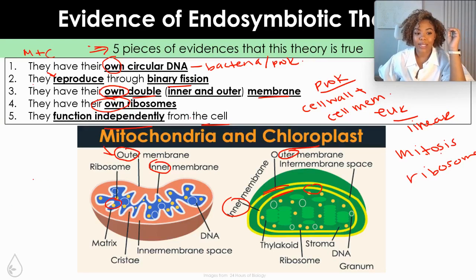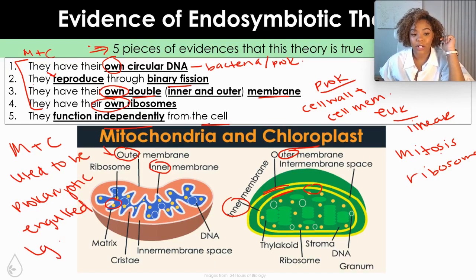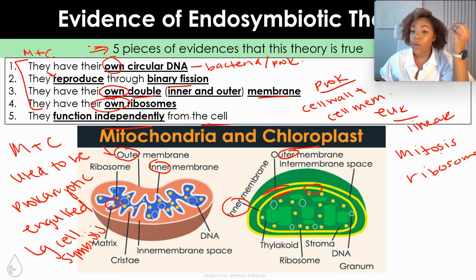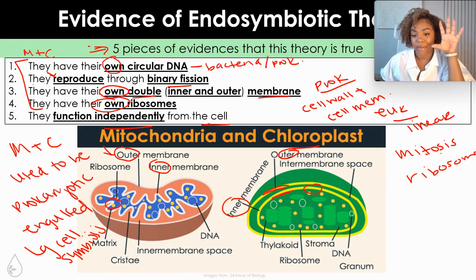What does all this tell us? These five pieces of evidence tell us that the mitochondria and the chloroplast used to be prokaryotic cells, and these prokaryotic cells were engulfed by a larger cell, and they ended up living in symbiosis, right? They ended up living well together and benefited one another. And I know that the mitochondria and chloroplast used to be prokaryotes because of these five pieces of evidence.